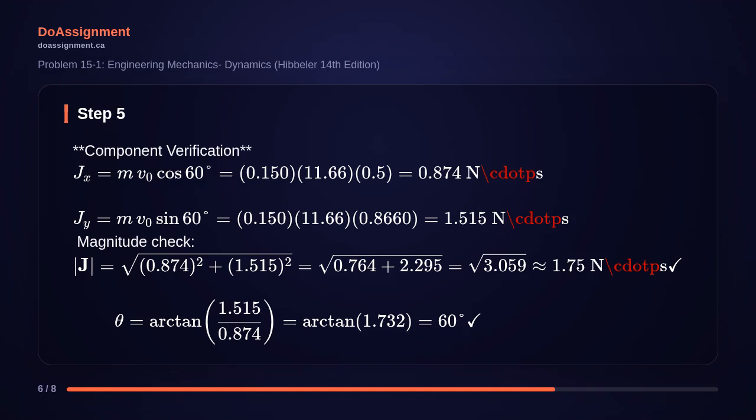As a verification, we split the impulse into its horizontal and vertical components. The horizontal component is 0.874 newton-seconds, and the vertical component is 1.515 newton-seconds. Combining them with the Pythagorean theorem confirms the magnitude is 1.75 newton-seconds, and the angle is indeed 60 degrees above horizontal. Both checks pass.